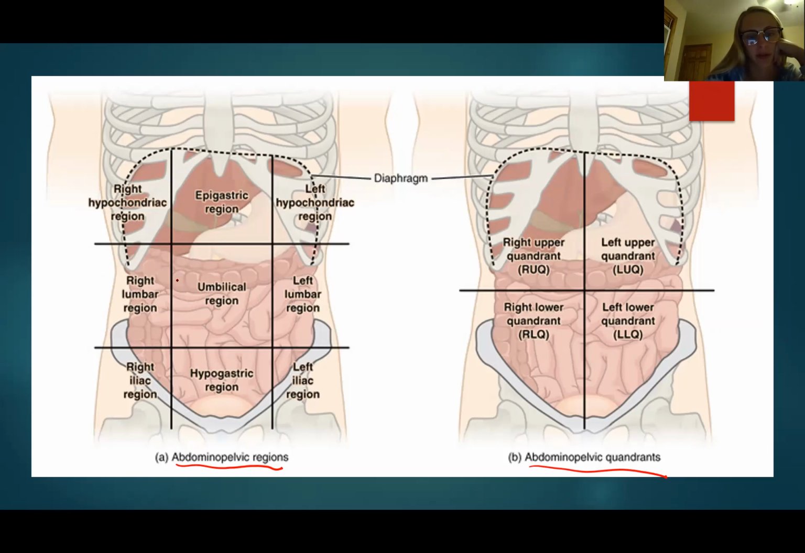Umbilical region here in the middle is easy to remember. Umbilical, think of umbilical cord, belly button, navel area.